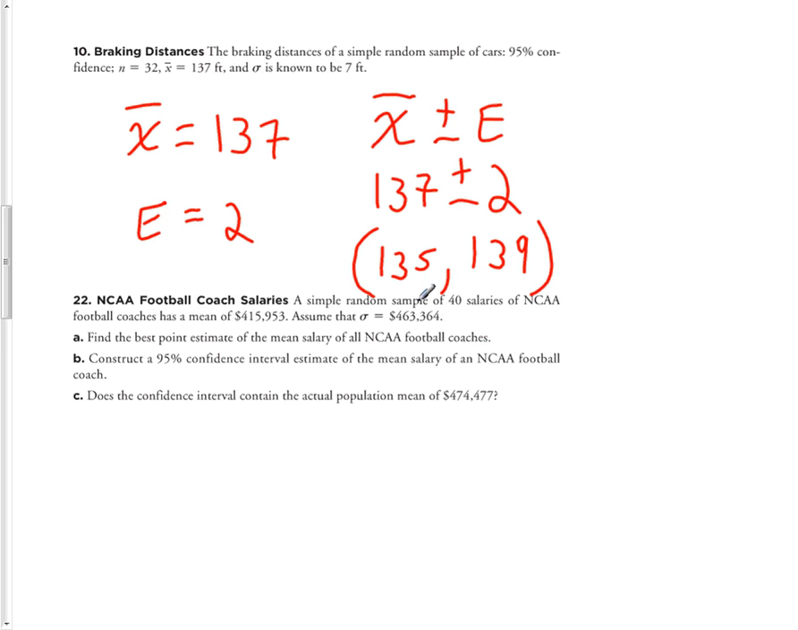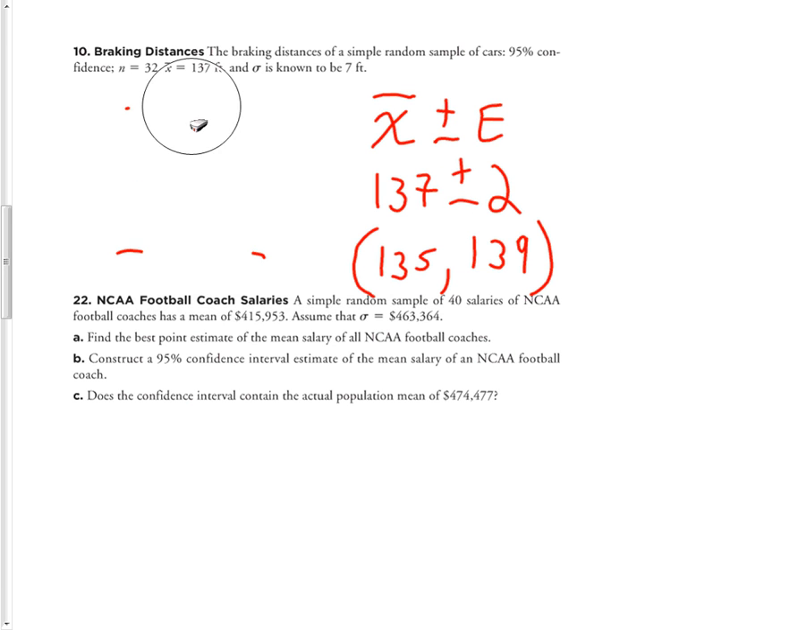So this would be a confidence interval estimate for the true braking distance, which is measured in feet. The true braking distance for these cars is somewhere on the interval from 135 to 139 with 95% confidence. That's how we would do a confidence interval by hand. We find the point estimate, we find E, and then we add and subtract E to the point estimate.